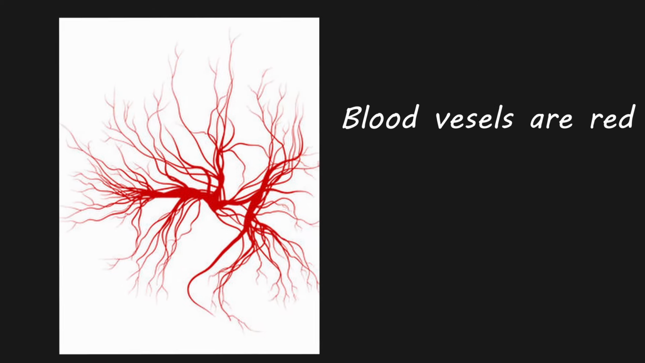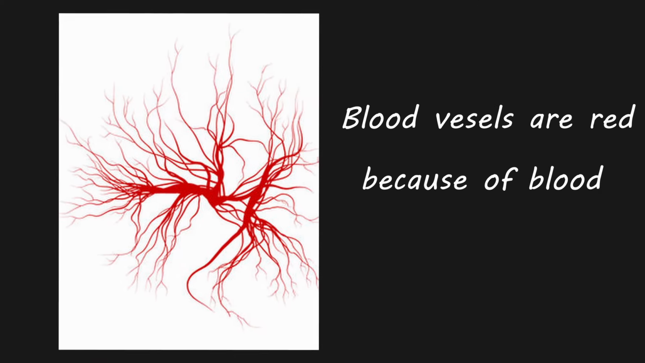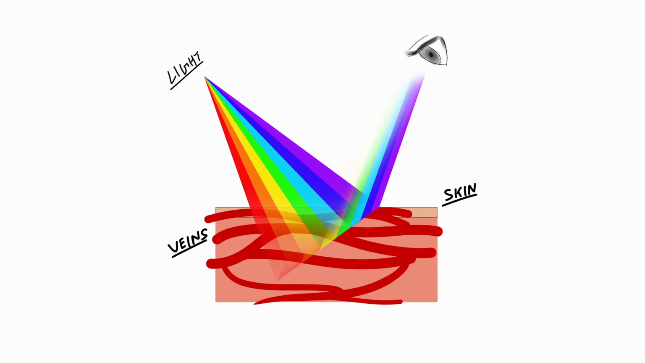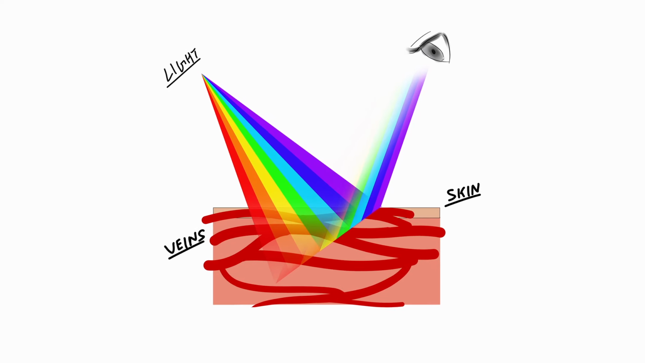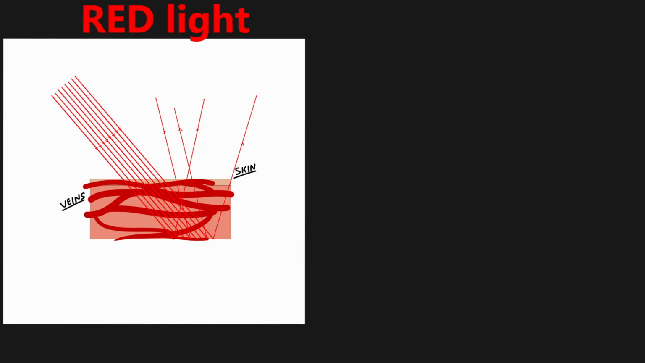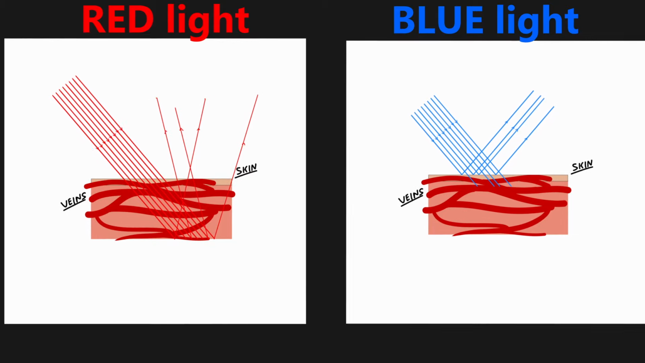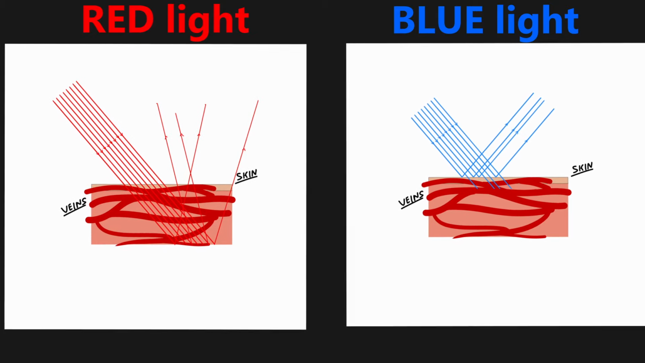Blood vessels or veins are actually red because of the blood, but they appear bluish or greenish because the light gets filtered by the skin and changes its color. This happens because the red light penetrates the skin deep, but the blue light, after hitting the veins through the skin, is reflected back, making the veins look bluish or greenish.